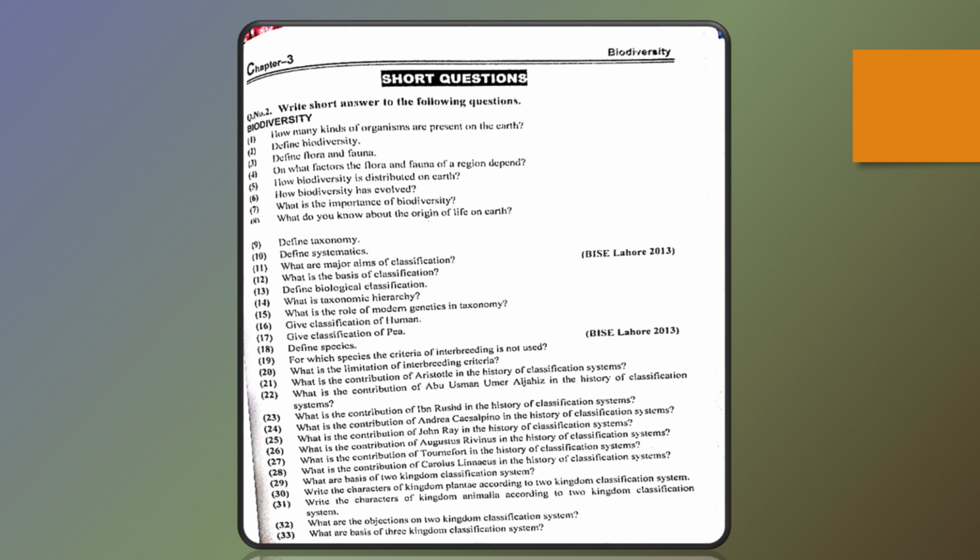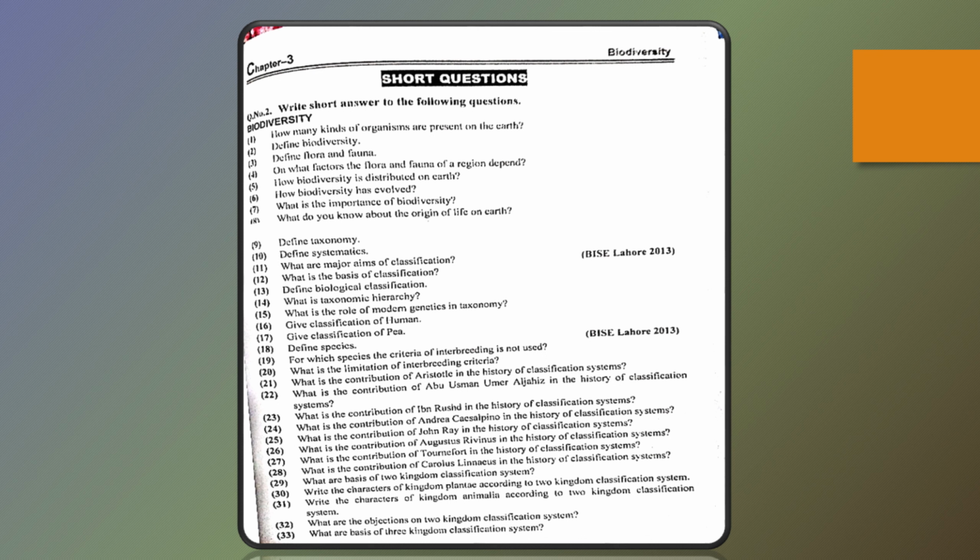The second topic is classification aims and principles. Define taxonomy. Define systematics. What are the major aims of classification? What is the basis of classification? Define biological classification. What is taxonomic hierarchy? What is the role of modern genetics in taxonomy? Give classification of human. Give classification of pea. Define species. For which species the criteria of interbreeding is not used? What is the limitation of interbreeding criteria?